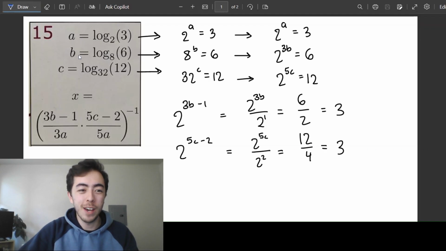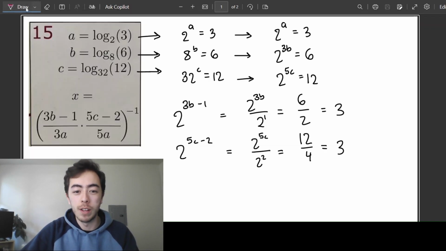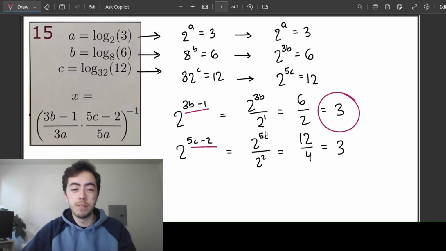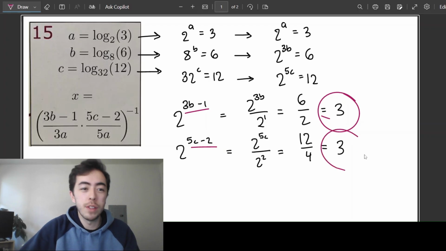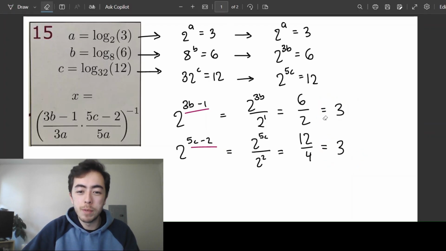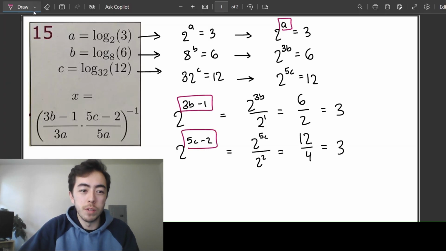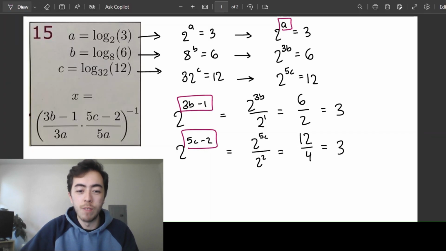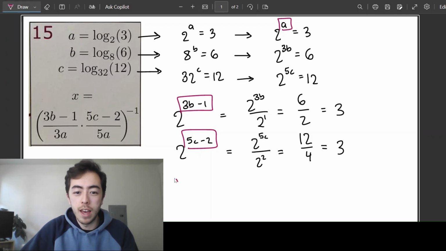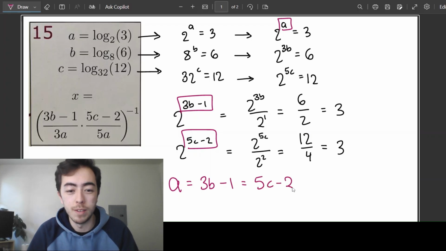Okay, so see how we got 2 to the 3b minus 1 is equal to 3, and 2 to the power of 5c minus 2 is equal to 3? Well, maybe this is familiar because it lines up with our first equation, 2 to the power of a is equal to 3. And so these exponents all have to be equal to each other. So I'll write that here in red just to let it pop out, that a is equal to 3b minus 1, and it's also equal to 5c minus 2. These are all the same exponent.